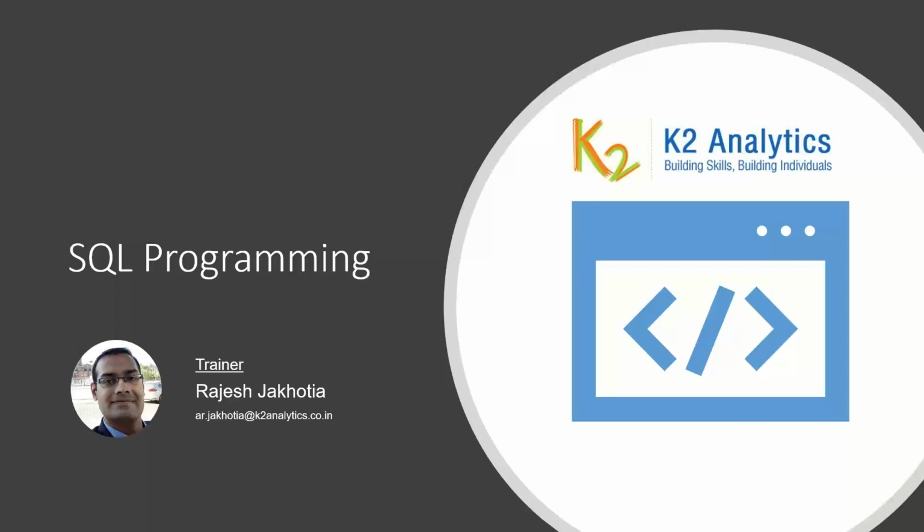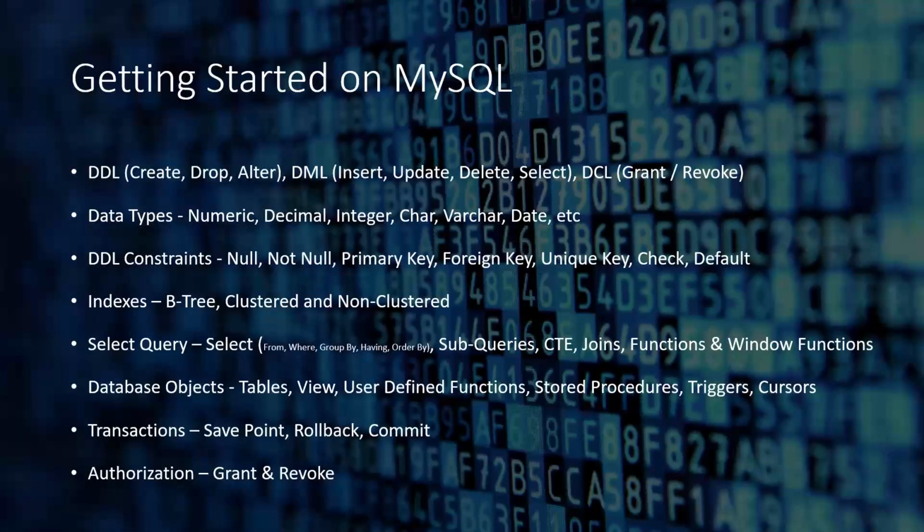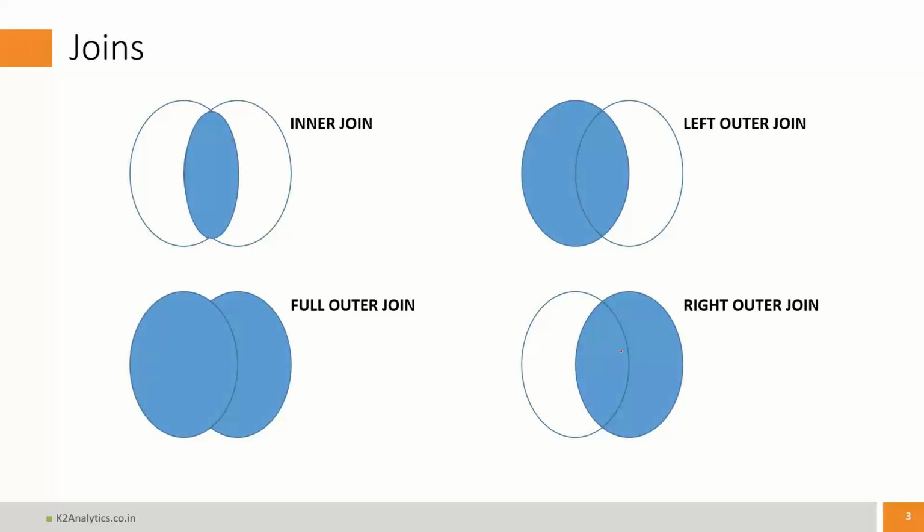As part of this series on SQL programming, we are learning the applications of SQL and how important it is for data science. So far we have learned DDL, DML, select query, and in this part of the session we will focus on joins. Typically, there are four types of main joins that we have to understand: inner join, full outer join, left outer, and right outer join. Now, what do you mean by inner join?